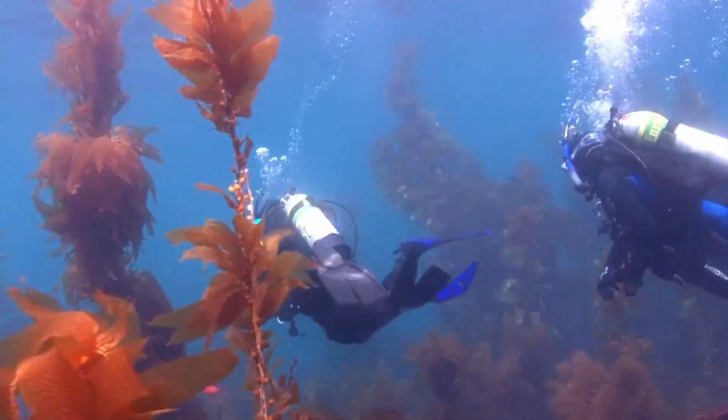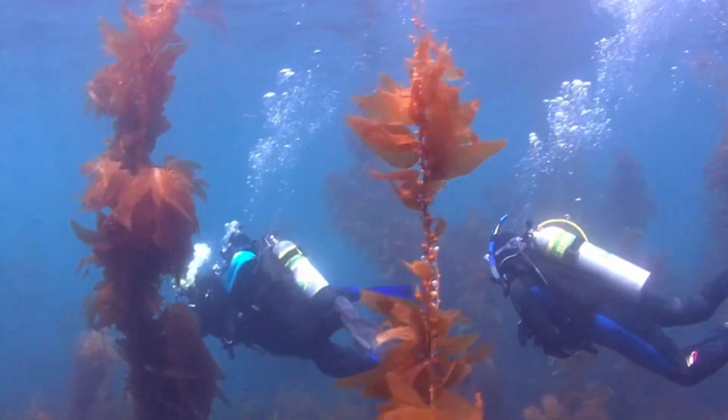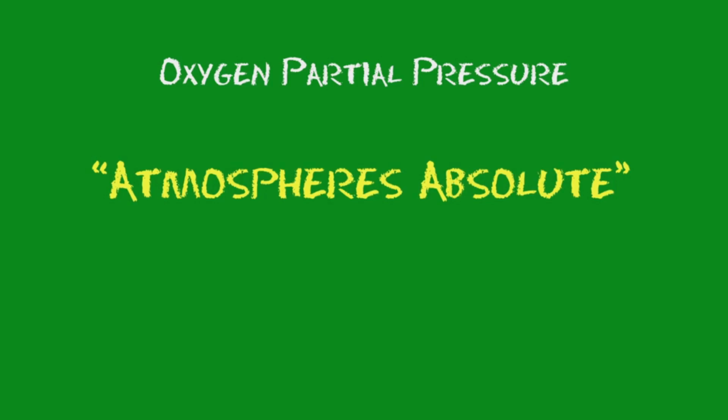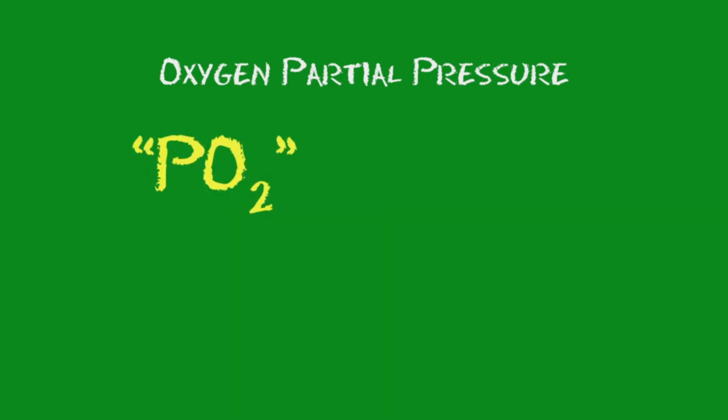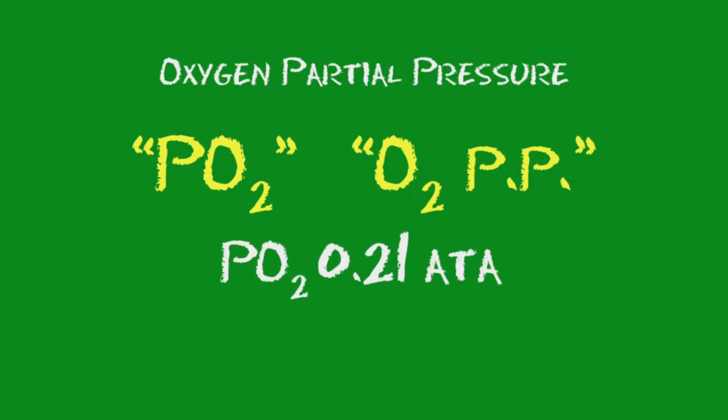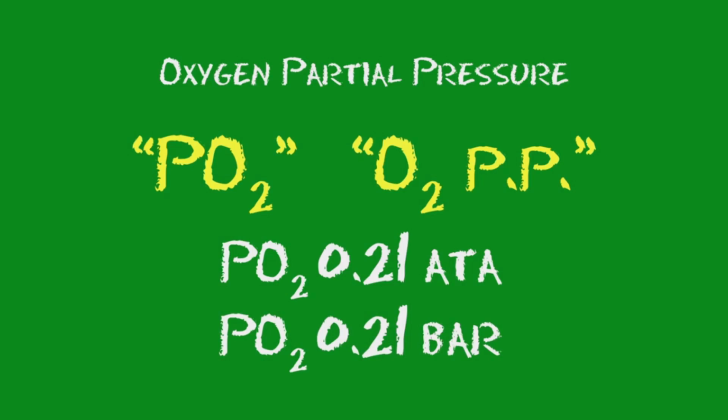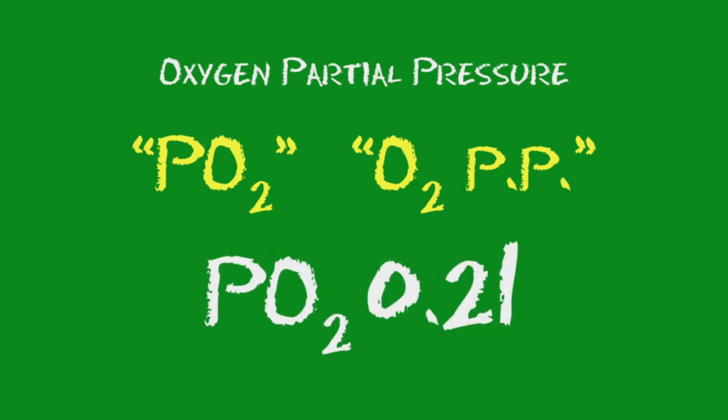Oxygen partial pressure refers to the pressure exerted only by the oxygen you breathe. It's usually expressed in atmospheres absolute, abbreviated ATA, or in metric as absolute bar. You can use the terms interchangeably with respect to this course. Oxygen partial pressure is sometimes abbreviated PO2 or O2PP, as in PO2 0.21 ATA or PO2 0.21 bar. It's common to drop the ATA/bar reference and just say PO2 0.21.